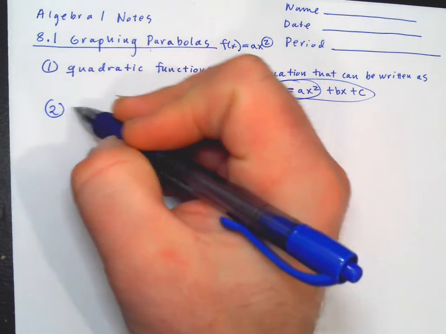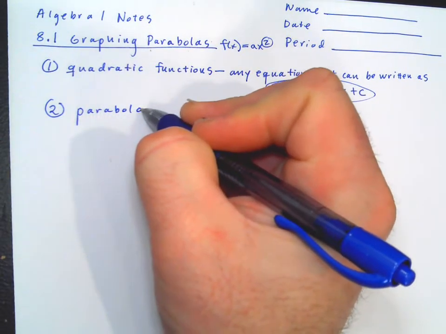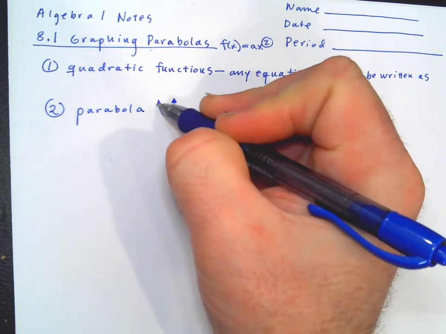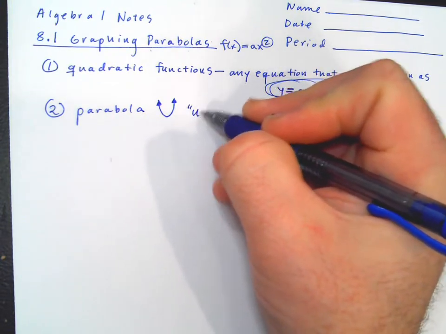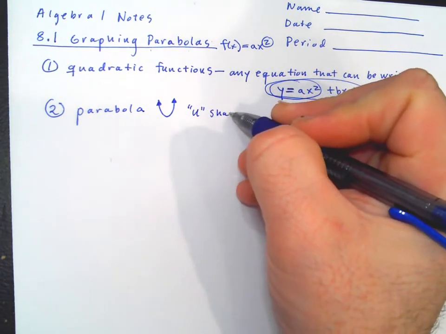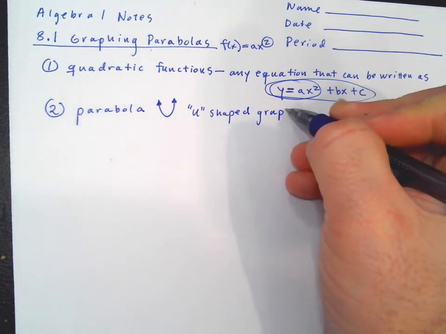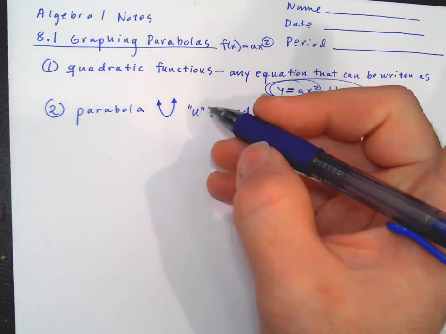Number 2. So the shape that this looks like is called a parabola. And it looks kind of like this. Very simple. It's like a U-shaped graph. Now, it might be going up, but it might be going down.